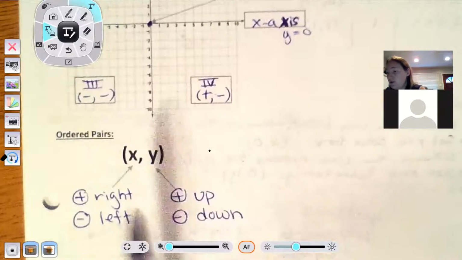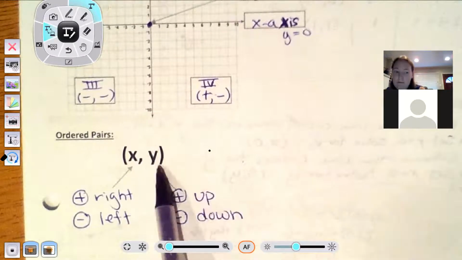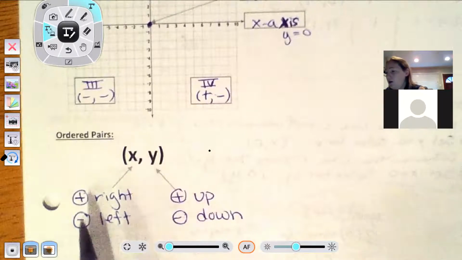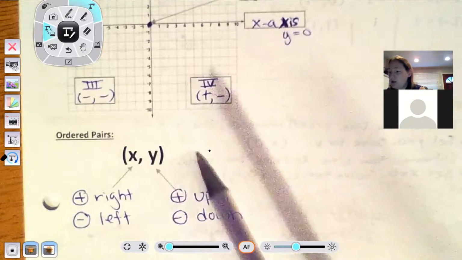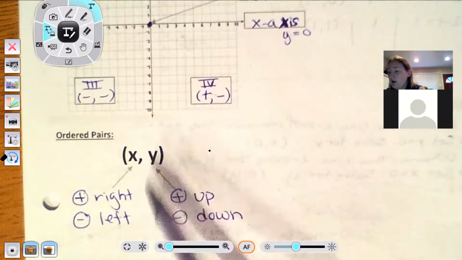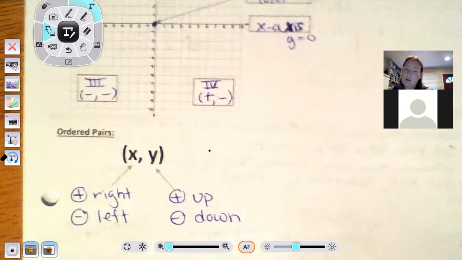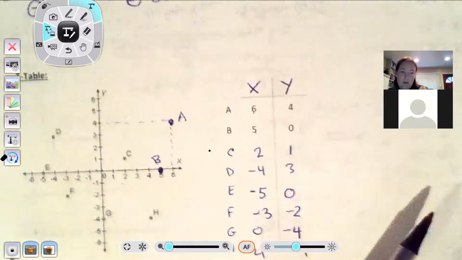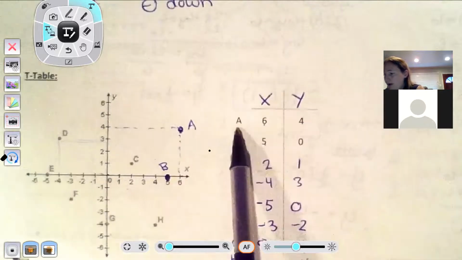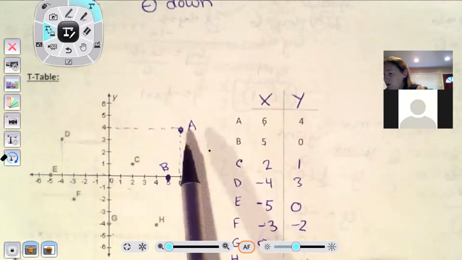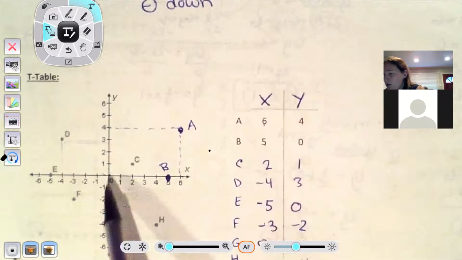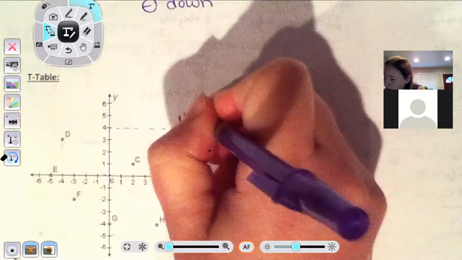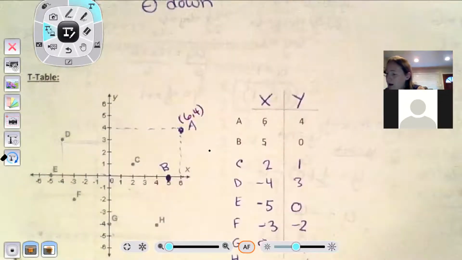Ordered pairs are always the x coordinate, then the y coordinate. So it's how much you move right or left in the x direction. And then the y direction is the up-down direction. So positive moves you up, negative would move you down. So there's some practice on plotting points. For example, A is going to be at 6, 4. So I go 6 in the x direction, 4 in the y direction. This is the point 6, 4. And then I did the rest.